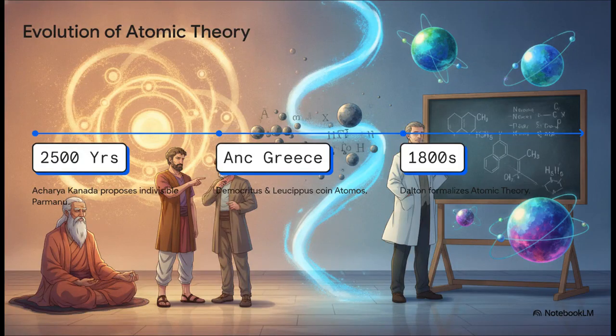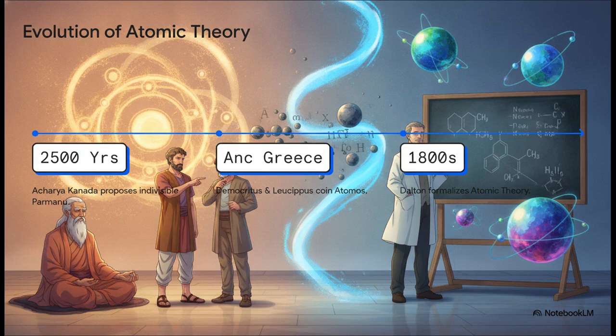To see where the whole concept of the atom started, we have to go way back. And it's actually amazing how old this idea is. About 2,500 years ago, the ancient Indian sage Acharya Kanada proposed that matter is made of tiny, indivisible particles he called parmanu. Around the same time in ancient Greece, philosophers Democritus and Leucippus had a similar realization. They coined the term atomos, which literally means indivisible.